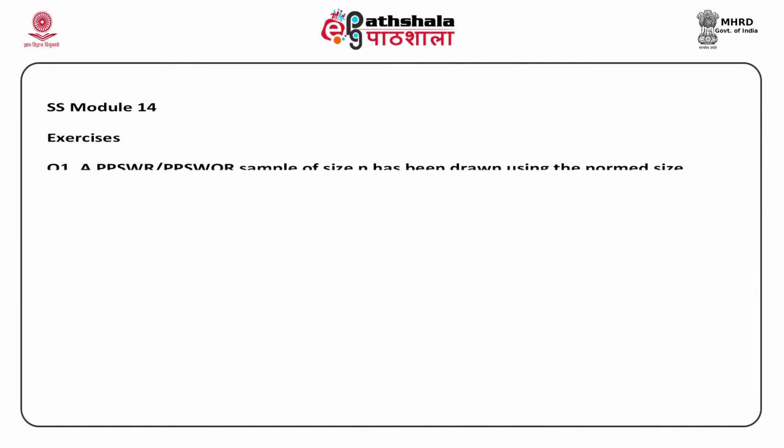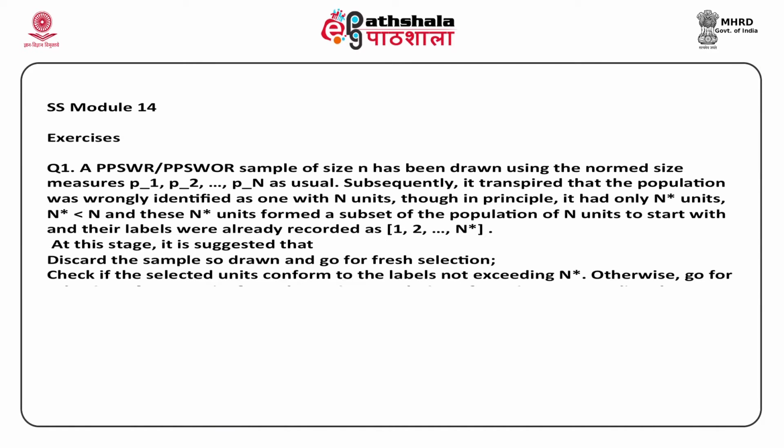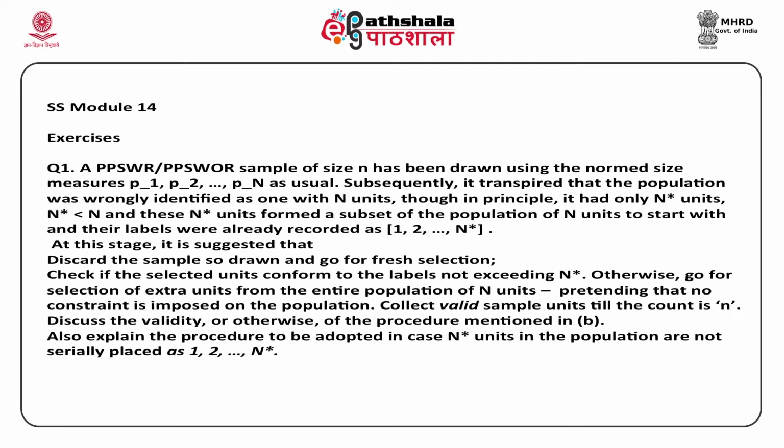Okay, let us start with the exercises under this module. The first question refers to PPS with or without replacement sample of size little n. It has already been drawn using the normed size measures P1, P2, P capital N as usual. You have the original size measures x1, x2, xn, then you have developed the normed size measures xi by total x, P1, P2, Pn, and you have used them to draw a sample of size little n, either adopting PPS with replacement or without replacement scheme.